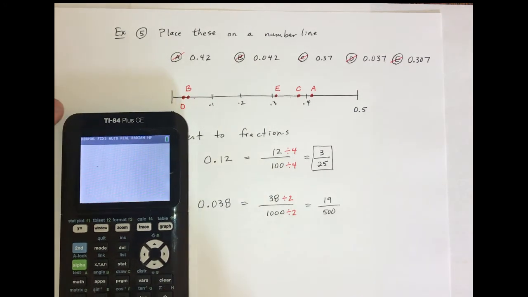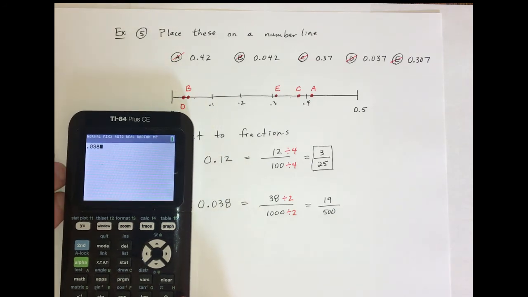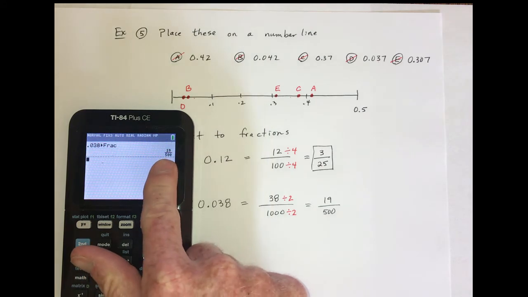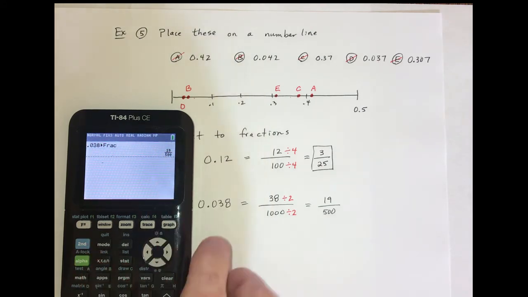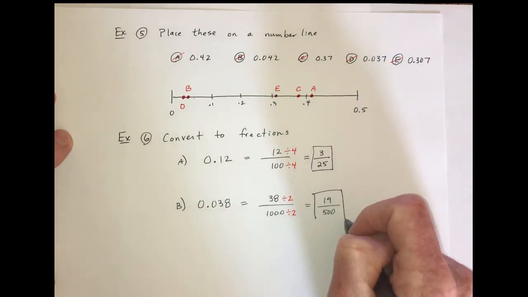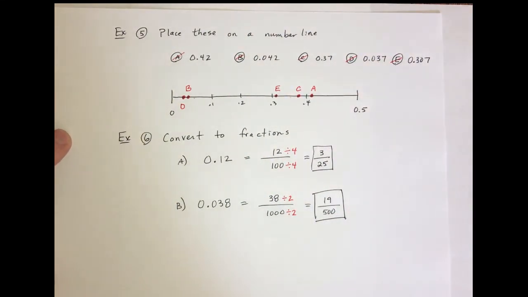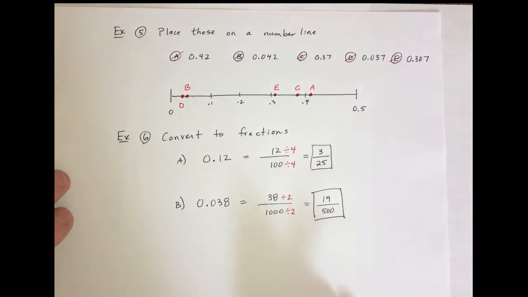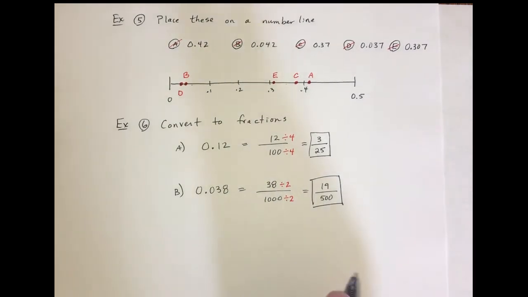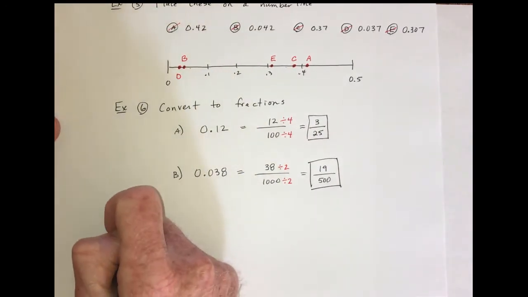So take the decimal 0.038. And then I can go to math, and the first thing it will do is change it into a fraction. And it says you should have gotten 15 divided by 500, so that one's correct. Now work the other way around. Given a fraction, change it into a decimal.